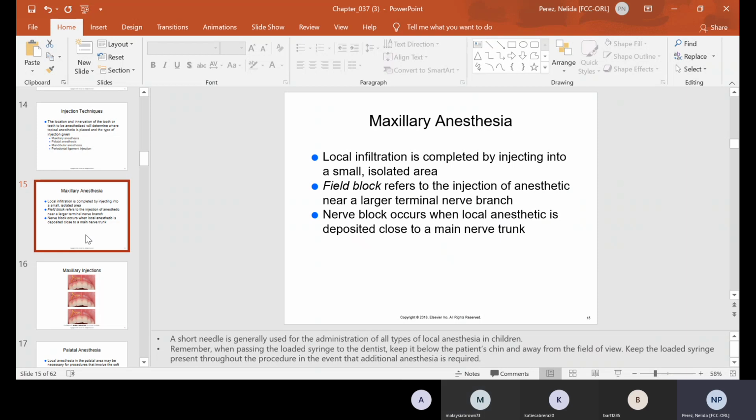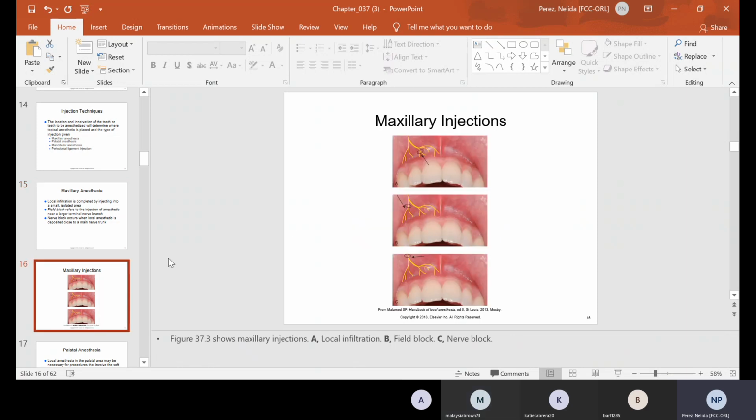Starting with the maxillary, local infiltration is completed by injecting into a small isolated area. Field block refers to the injection of anesthetic near a larger terminal nerve branch, and nerve block occurs when local anesthetic is deposited close to a main nerve trunk. So take this picture for instance, okay? If you look at the first one, where the arrow is circled, that's where the doctor will give the local, okay? So you will put the topical in that area.